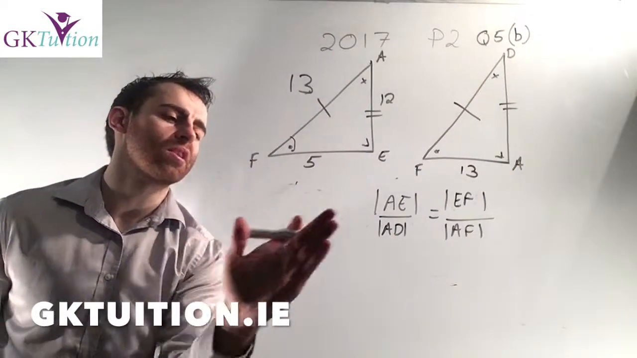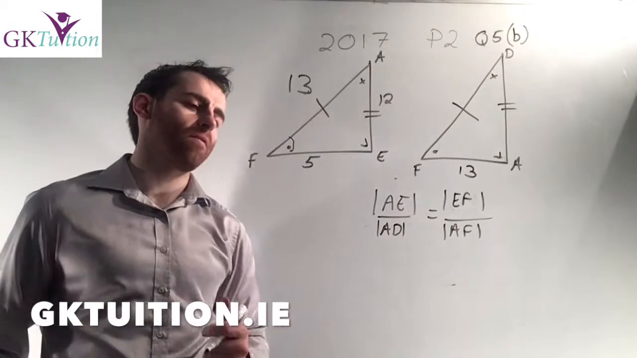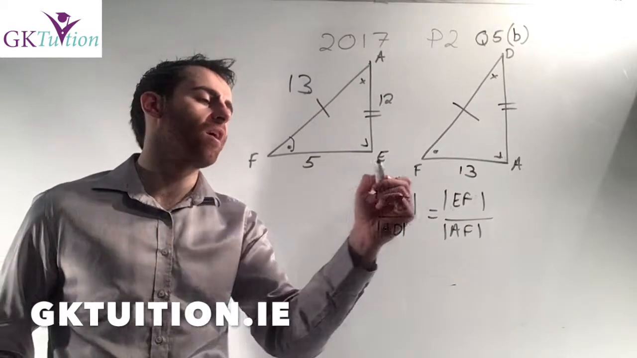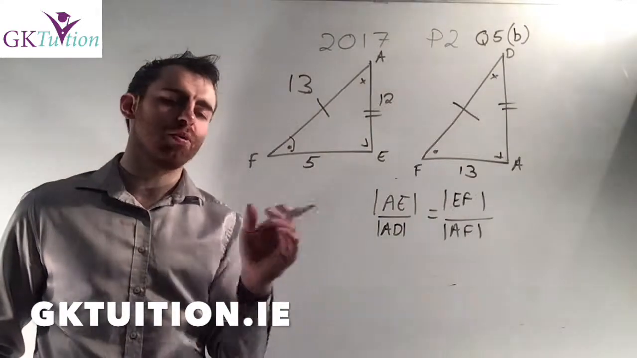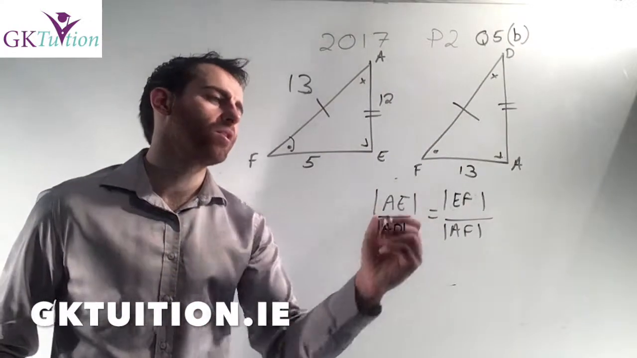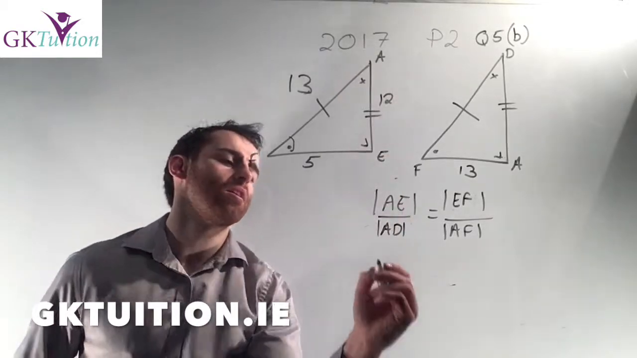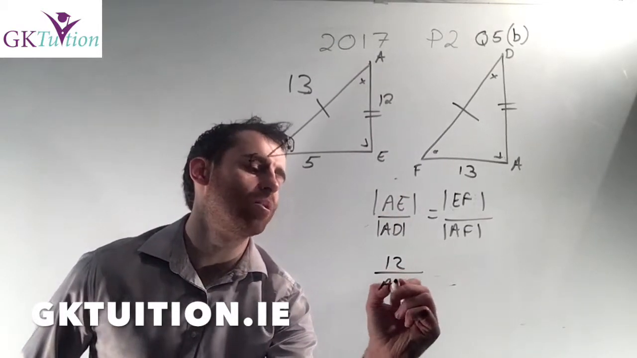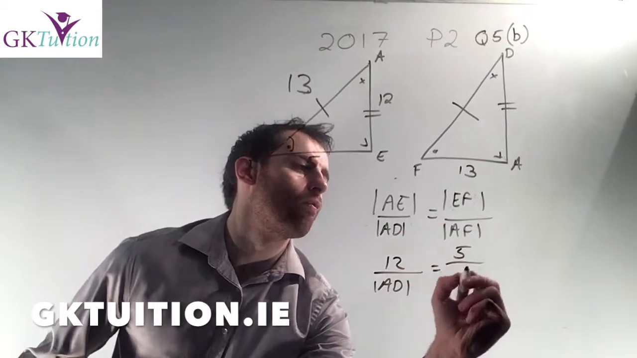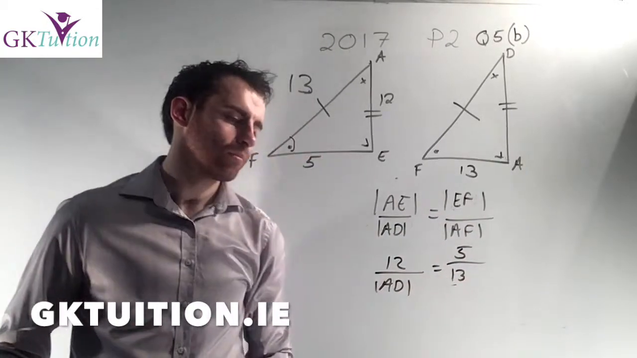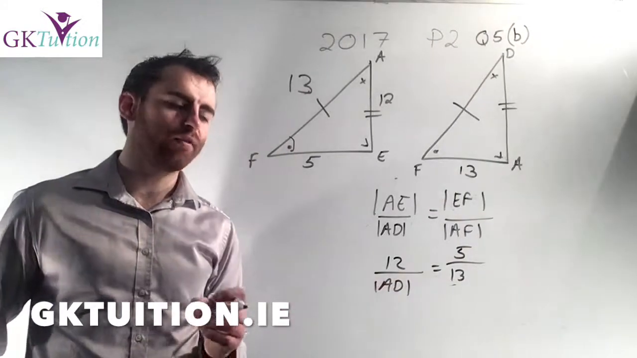So I don't need to use this fraction at all. I'm going to use EF over AF because I know that EF is 5 and AF is 13. So if I sub in here, my only unknown is AD. My AE in this case is 12 over AD, which is my unknown. That's equal to EF, which is 5, over AF, which is 13. All of a sudden I've got one equation, one unknown, I can find the value of AD.